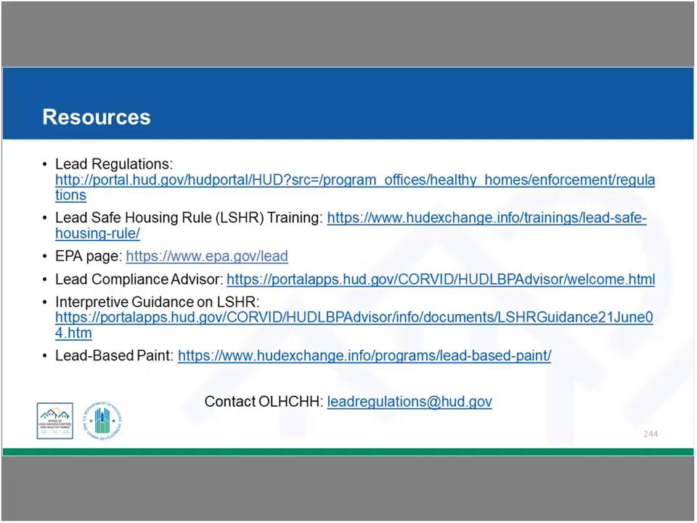There's also a link for the EPA page, and we mentioned some of our resources are related to EPA and the RRP rule. The lead compliance advisor has been mentioned in a number of our sessions. It is an automated system that will ask you questions about your project and, based on your responses, lead you through to the right requirements and guidance for your particular project. I think that may be very helpful for folks.